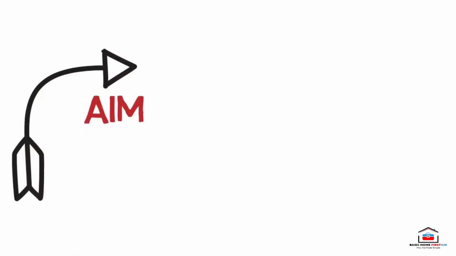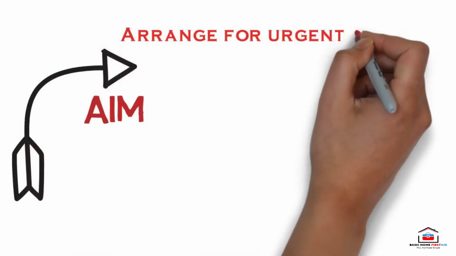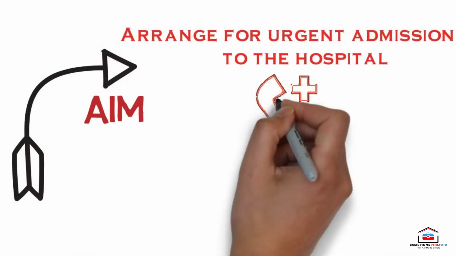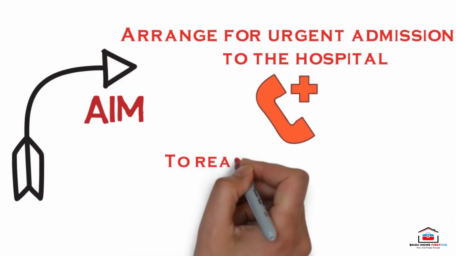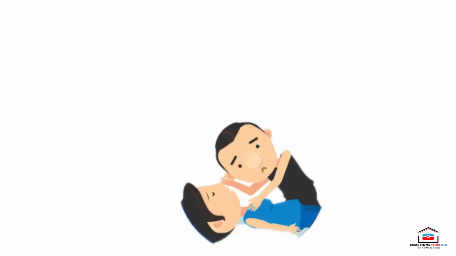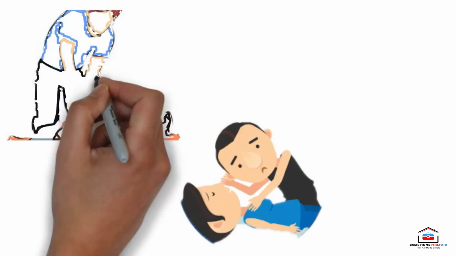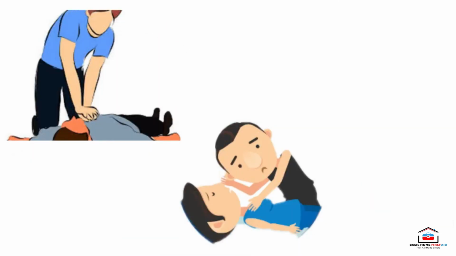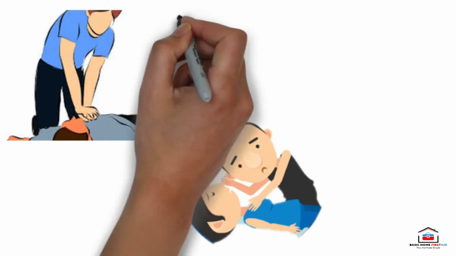The aim is to arrange for urgent admission to the hospital by calling your country's emergency number and telling them you suspect a stroke. To reassure and comfort the casualty, check to see if they are breathing. If they are not breathing, perform CPR if you can. Cover the patient to reduce heat loss. Keep the casualty comfortable and supported.